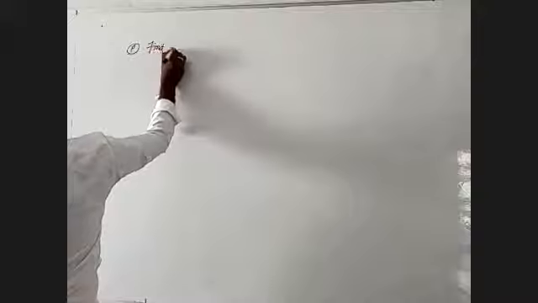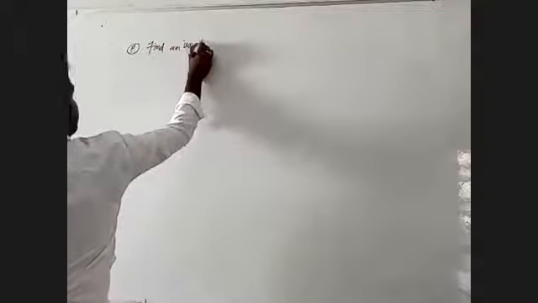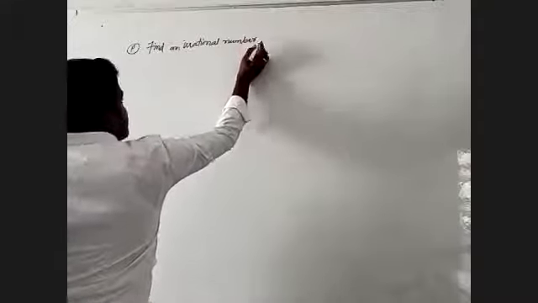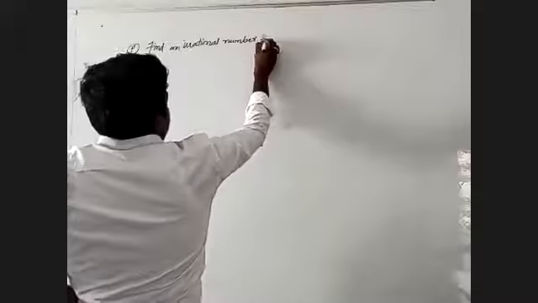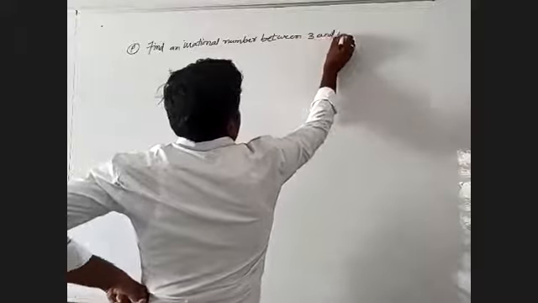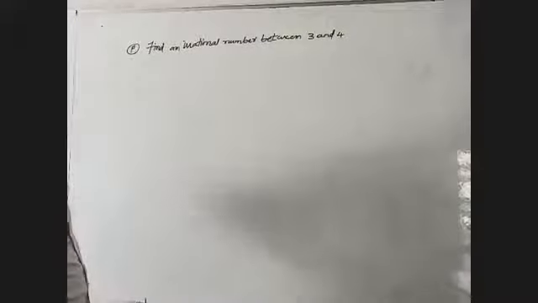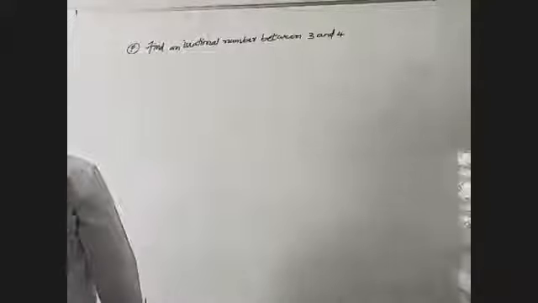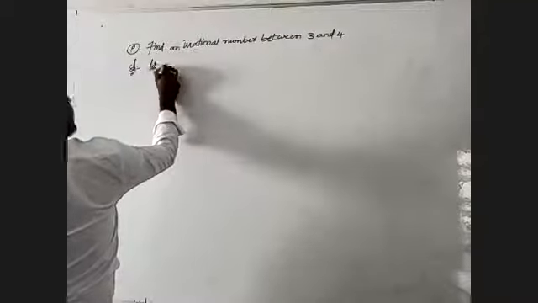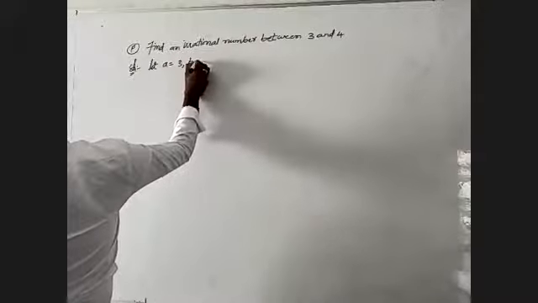Find an irrational number between 3 and 4. If I have to find an irrational number between 3 and 4, I have to write the formula root of AB, that is the given formula. Let A is equal to 3, B is equal to 4.